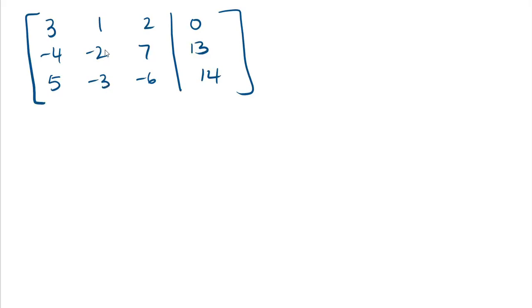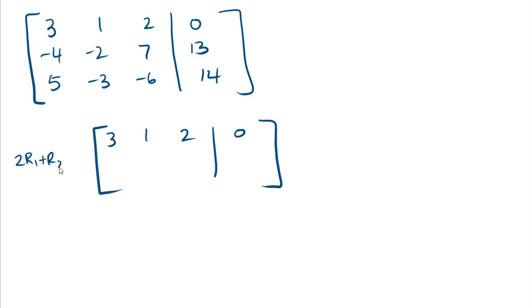I want you to create zeros in the second column in row 2 and row 3. I'm not changing the first row. 3, 1, 2, 0. To get a 0 in the second row, I can take 2 times row 1 and add that to row 2. 2 times 3 is 6, plus negative 4 is 2. 2 times 1 is 2, plus negative 2 is 0, that's why we did that. 2 times 2 is 4, 4 plus 7 is 11. 2 times 0 is 0, plus 13 is still 13.